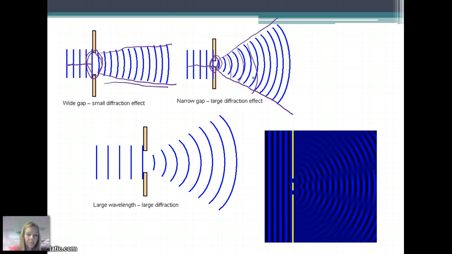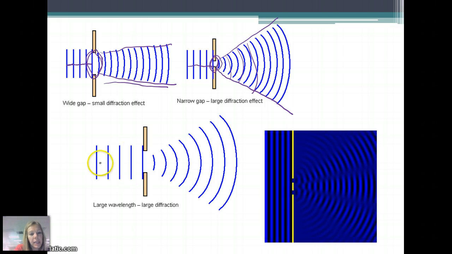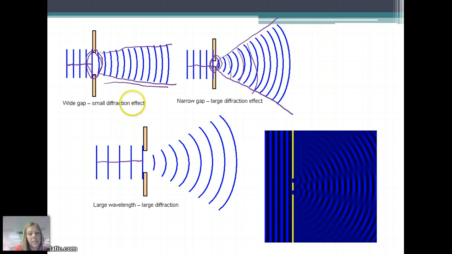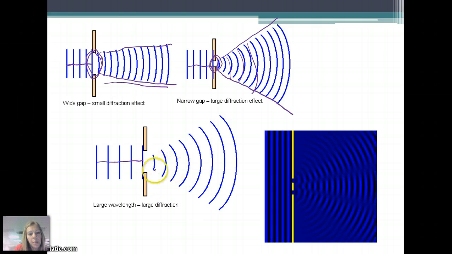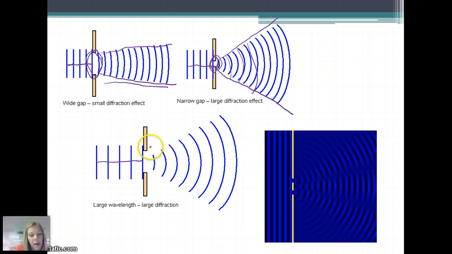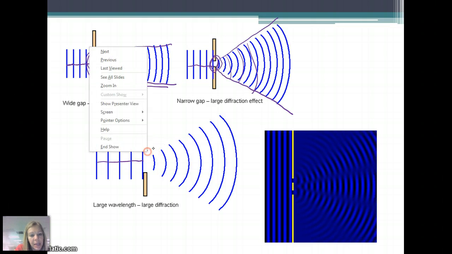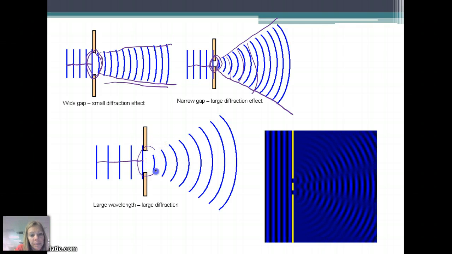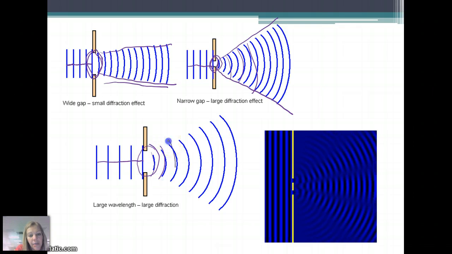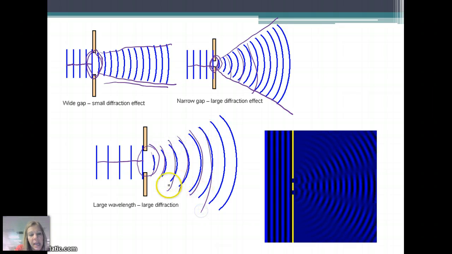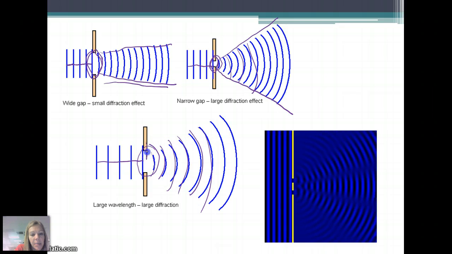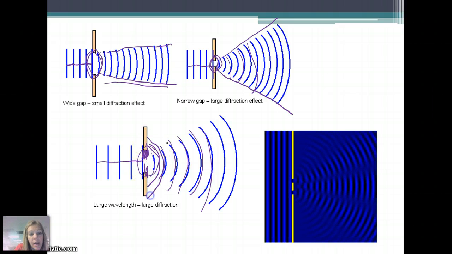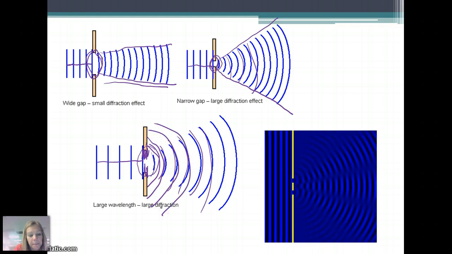Down here, the wavelength is a little bit larger, so it's a little different than the ones up top on this diagram, but the gap is still smaller, and so we have much spreading out and much bending. If I were to close this gap even more, you would get even more spreading out and even more bending.